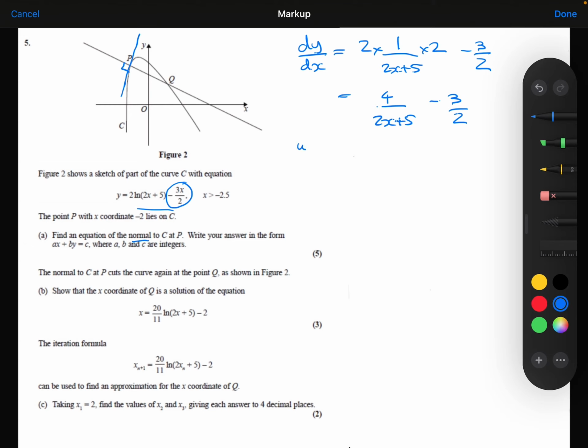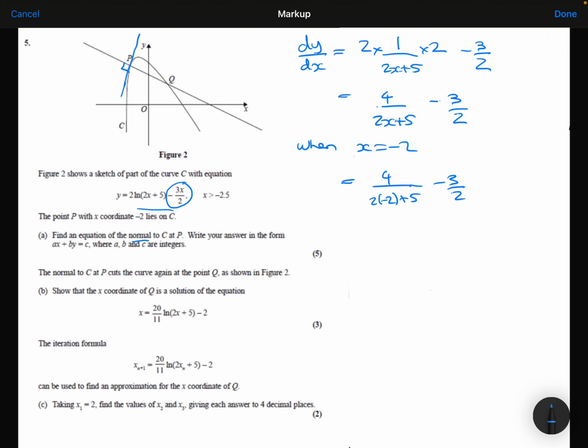At point P, so when x equals minus 2, if I substitute that in here, so 4 over 2 times minus 2 plus 5, minus 3 over 2, that gives 5 over 2. Therefore, the gradient of the normal will be the negative reciprocal of that, so minus 2/5. I can now say y equals minus 2/5 x plus c.